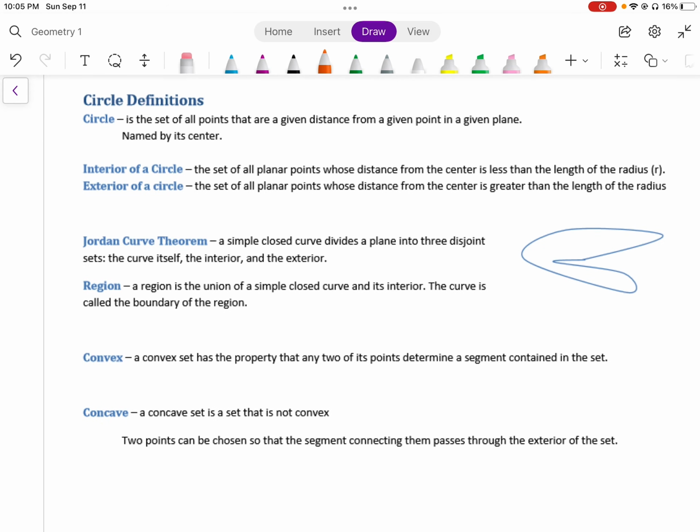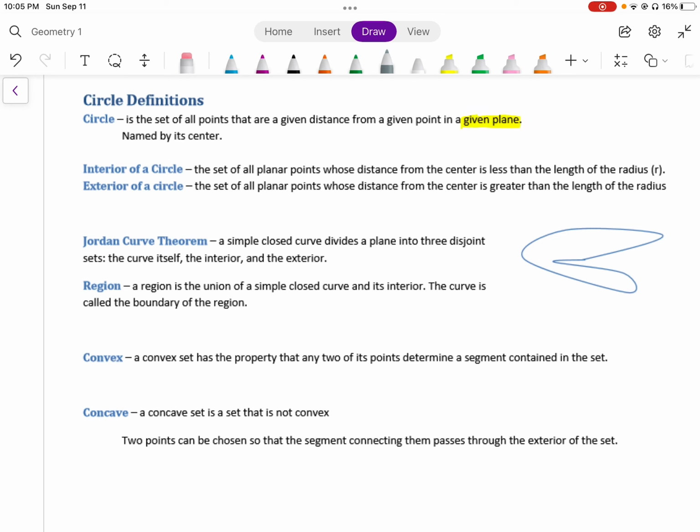If I'm in class teaching this, I often like to ask you guys for the definition of circle. Rarely do people come up with it. We know what circles look like, but sometimes they're hard to define. So a circle is the set of all points that are a given distance from a given point in a given plane.